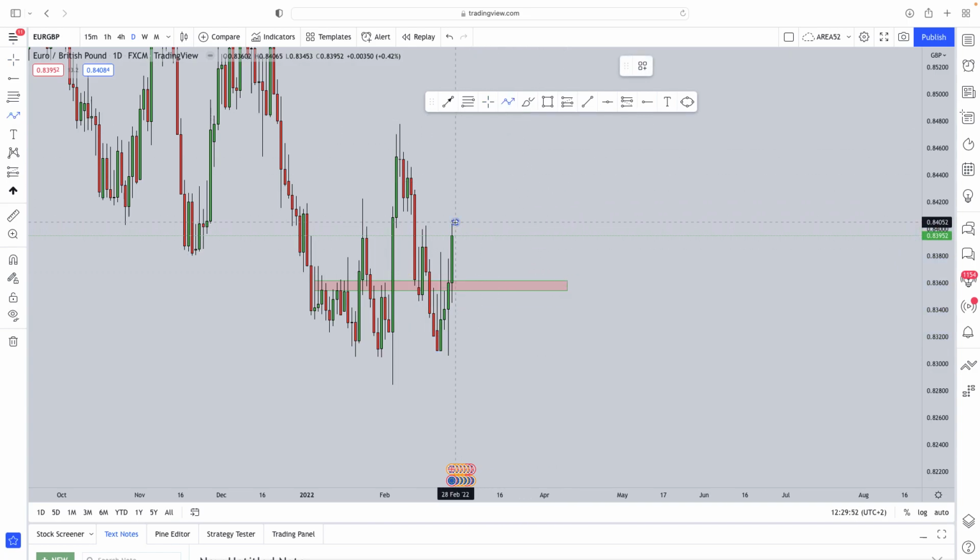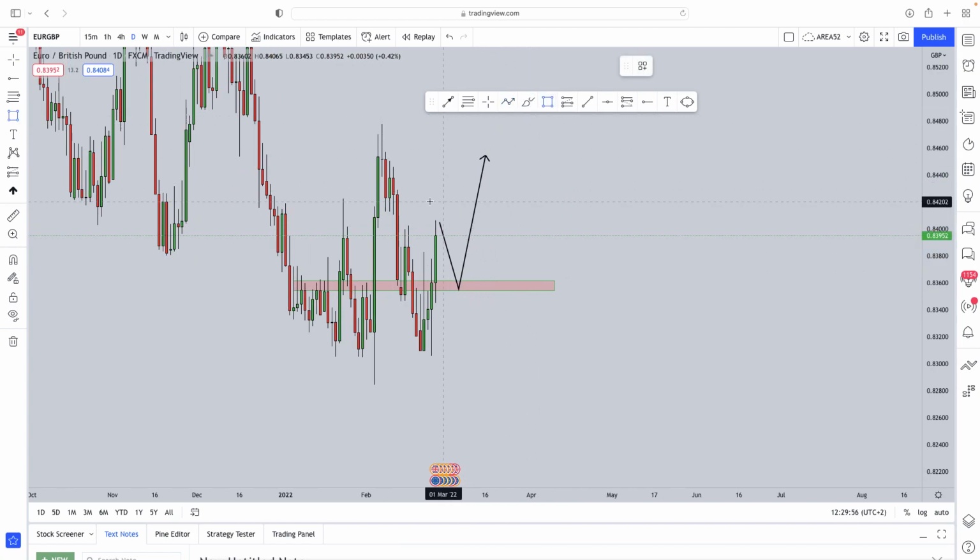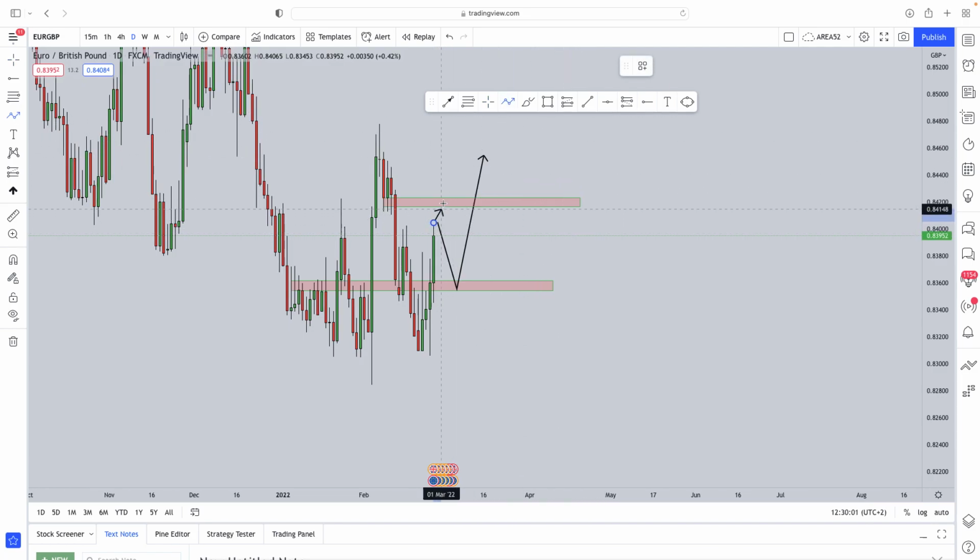So I'd probably expect the market to come back, test that level, and then we could potentially see the continuation to the upside as well. But if you look here, we also have this structural level over here, so the market could potentially go and test that level first before we see that meltdown and the continuation to the upside.